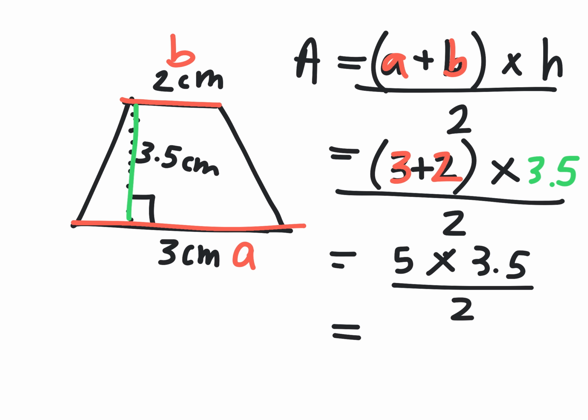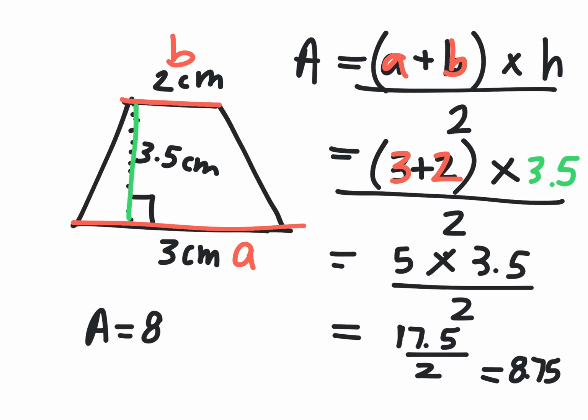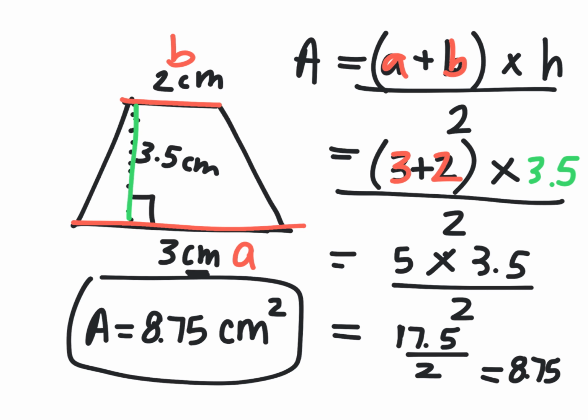What's 5 times 3.5 equals 17.5, divided by 2 equals, is that what you said, 8.75? Yeah. Okay, now this is area, so the area is equal to 8.75. What's the unit? The unit for the trapezoid is centimeters. Centimeters squared. Good. So this was the final answer.